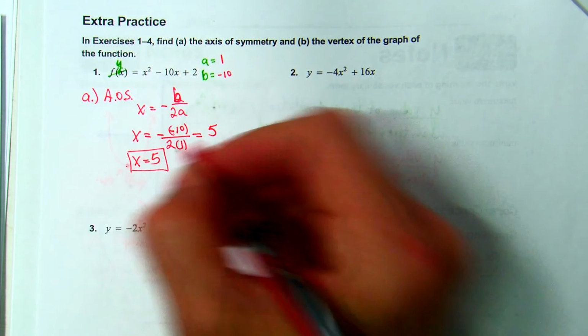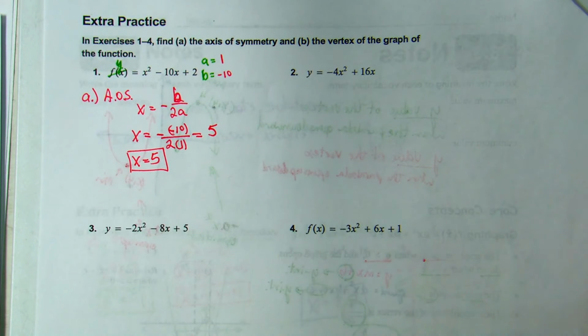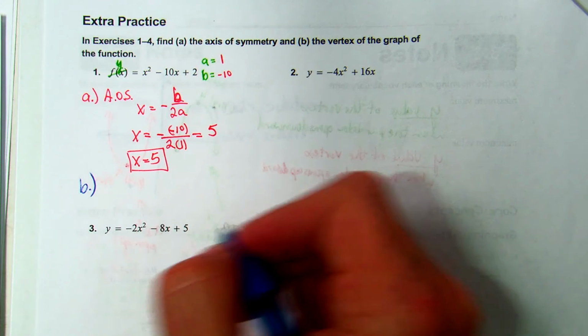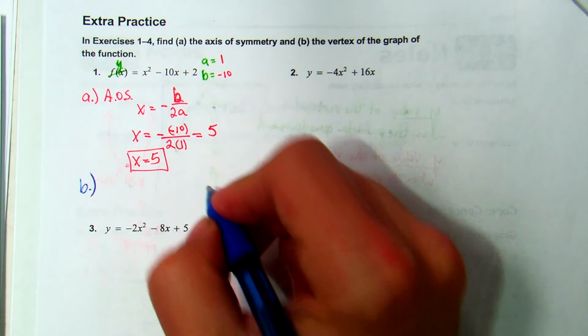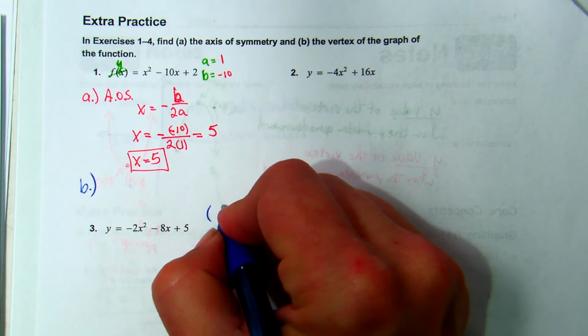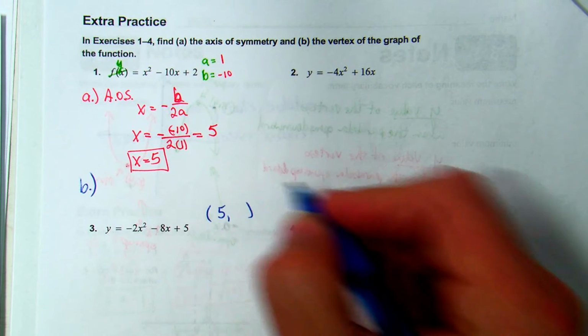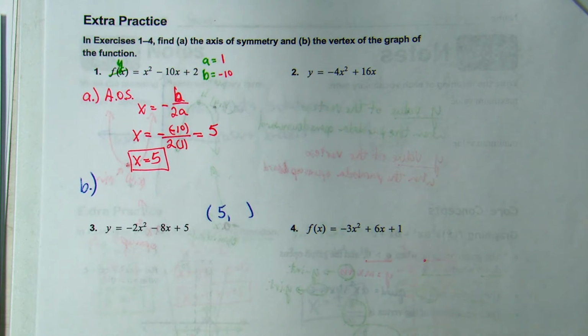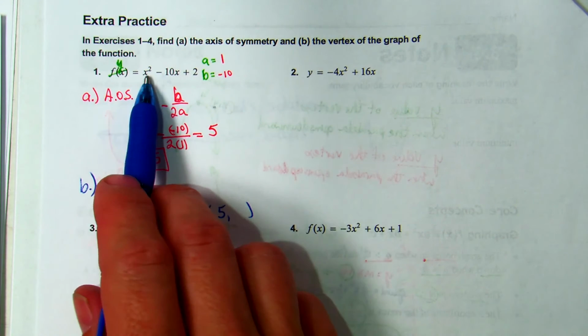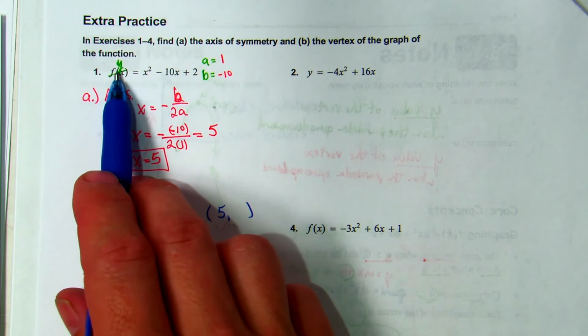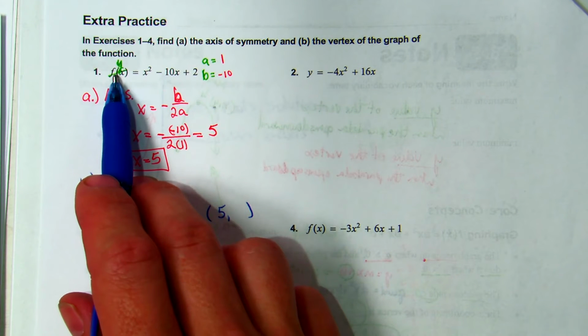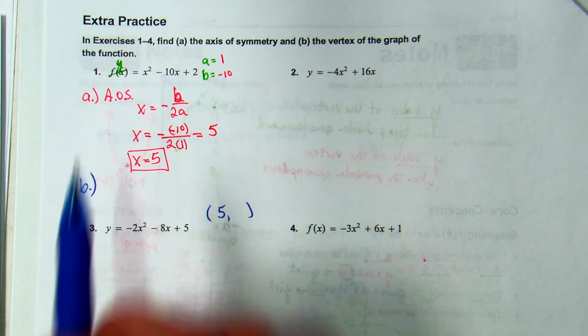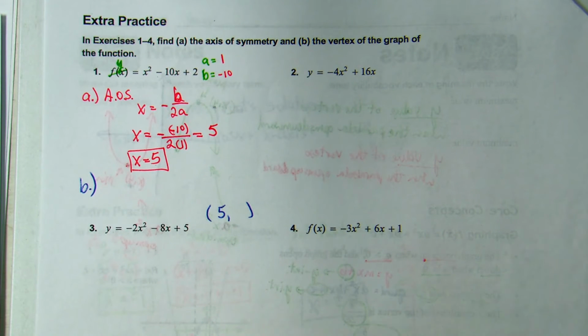And that is my axis of symmetry. It's also the x value in the coordinate for the vertex. So I'm going to find out what that vertex is, but I know starting out that the vertex has a 5 in it for the x value. We just need to find the y value for this vertex. If I know what the x value is, can I find the y value? Yes. I just plug the 5 back into this function or equation, and it gives me the y value.